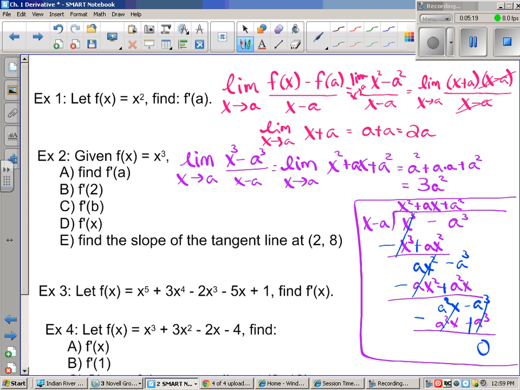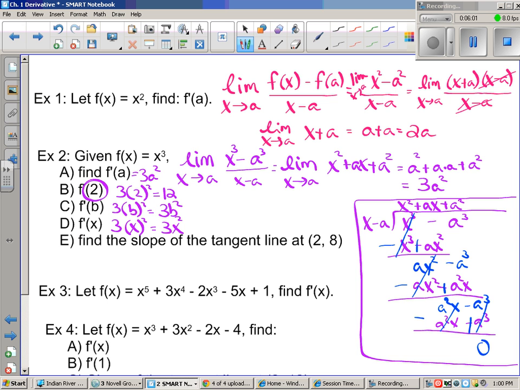So now when it says f prime of 2, I don't have to do this for f of 2, minus, or f of x minus f of 2, and then for b do f of x minus f of b, and f of x and all of that. All I need to do is plug in this value. So I'm going to plug in 2 into 3a squared. Because if f of a is 3a squared, then f prime of 2 is 3 times 2 squared, which gives me 12. And f prime of b then would be 3 times b squared, which would be 3b squared. And f prime of x would be 3 times x squared, which is 3x squared.